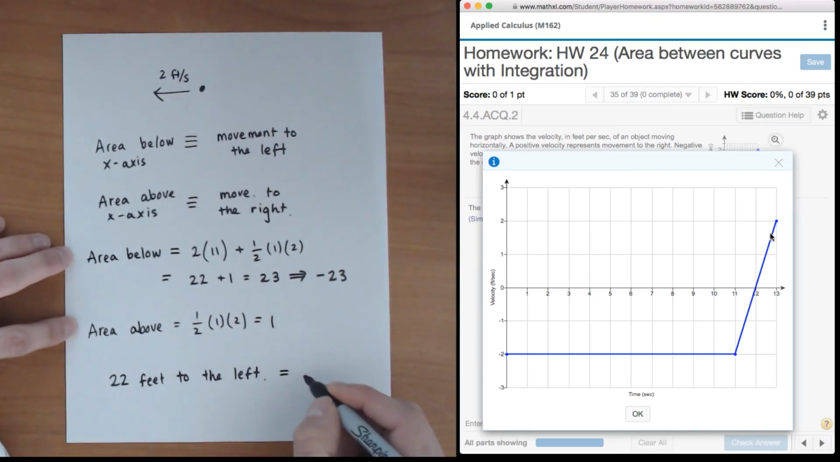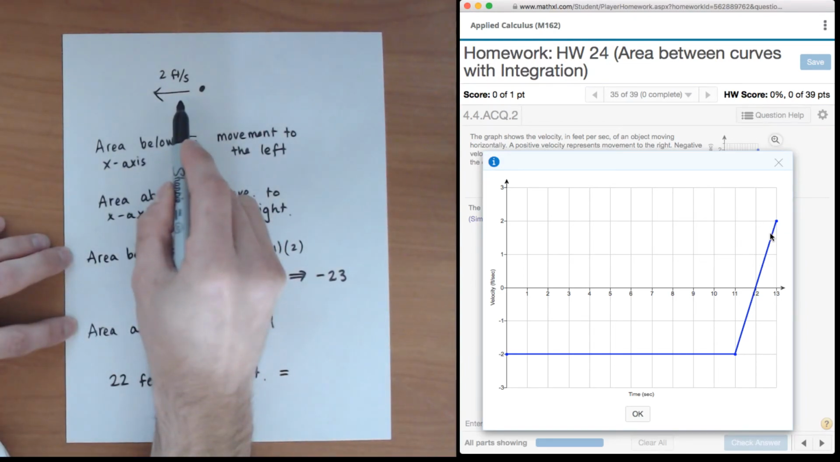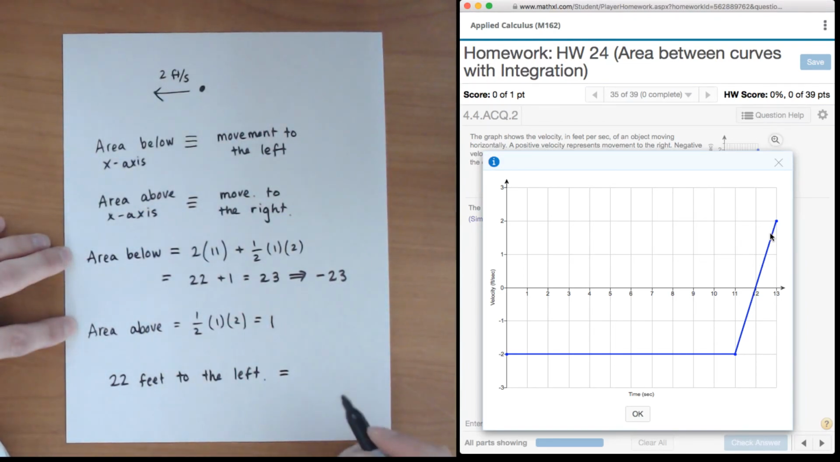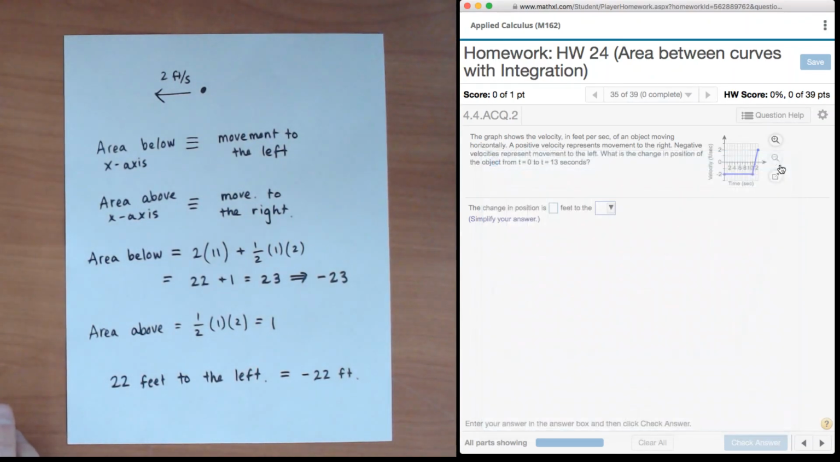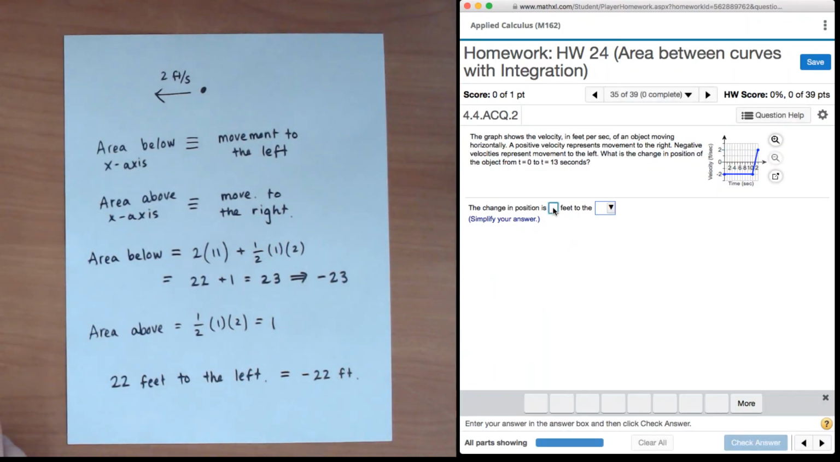which would be considered a negative displacement, right? Because moving to the left is considered to be negative. So negative 22 feet. The change in position is 22 feet to the left.